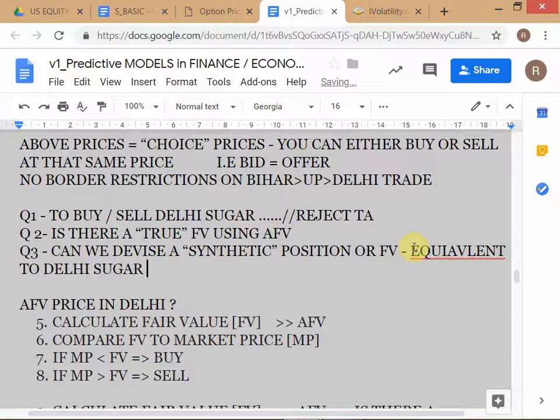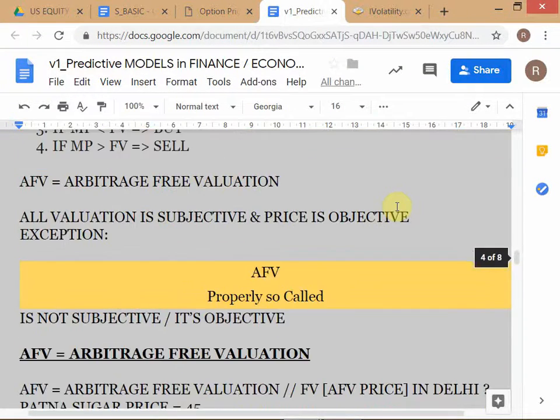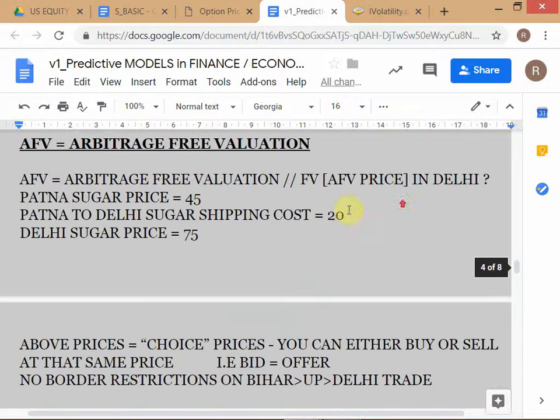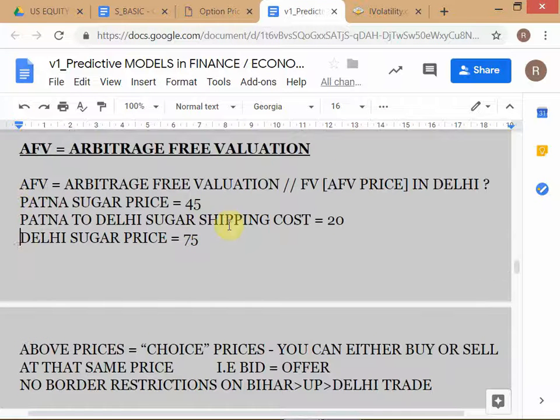Okay, so now we are looking at this first market, the Delhi sugar market. Where is it? Here. We are looking at this market, right? Now we are asking the question: if we want to see whether true arbitrage-free valuation is possible in this situation, what we are going to ask ourselves is, can we create a synthetic equivalent position to a position in Delhi sugar?